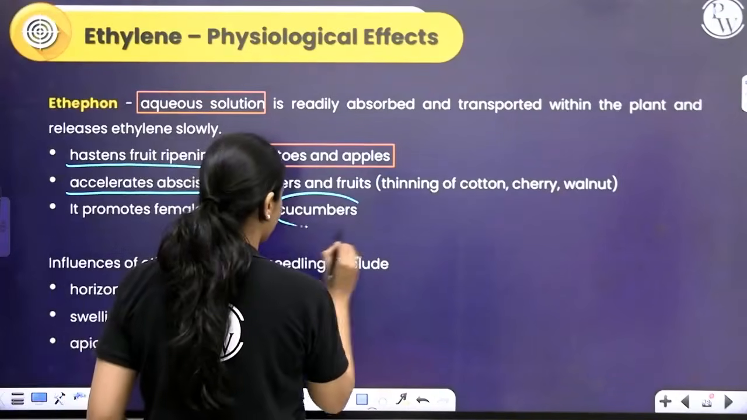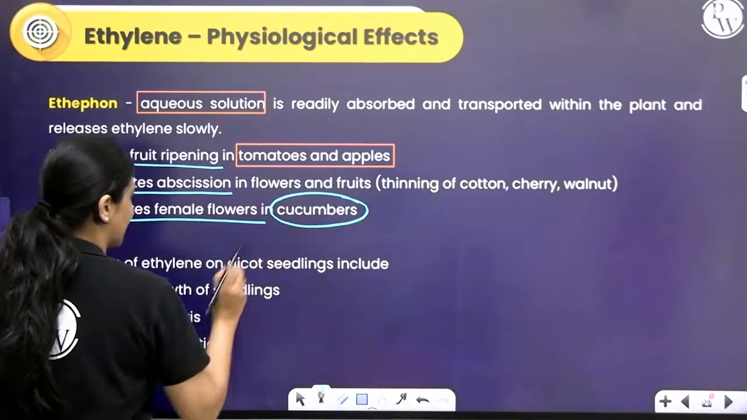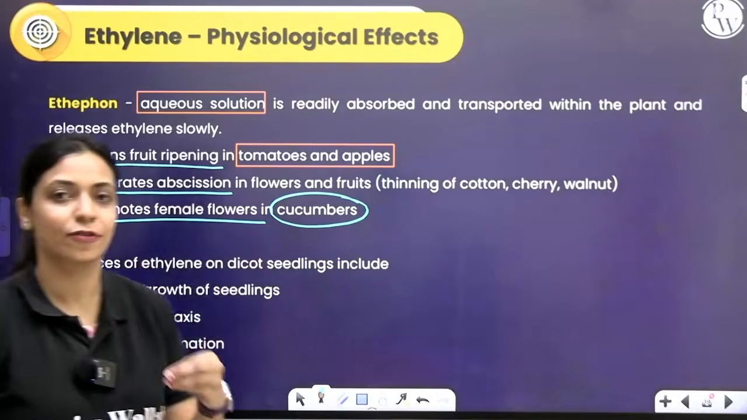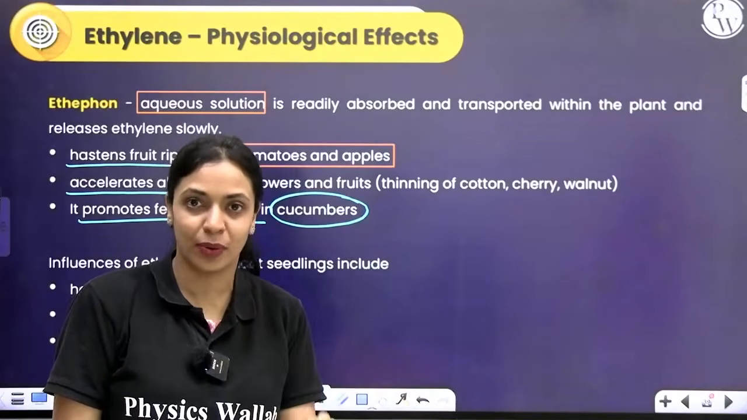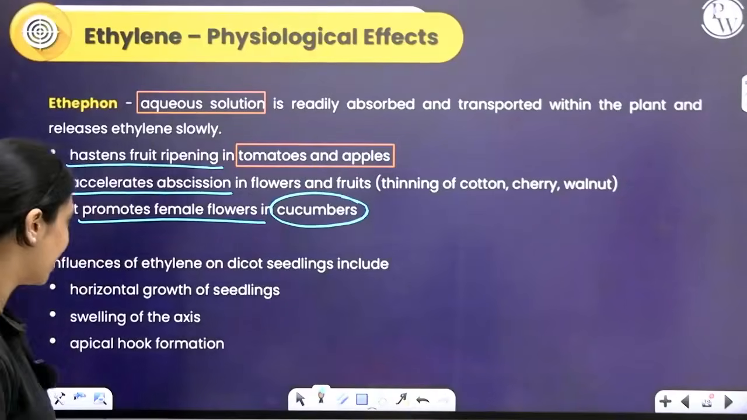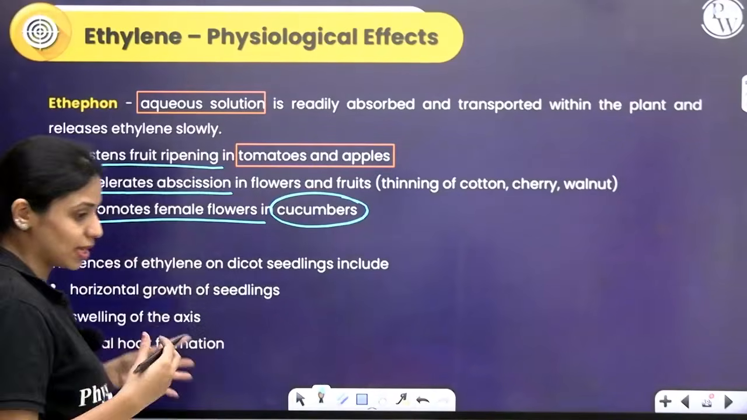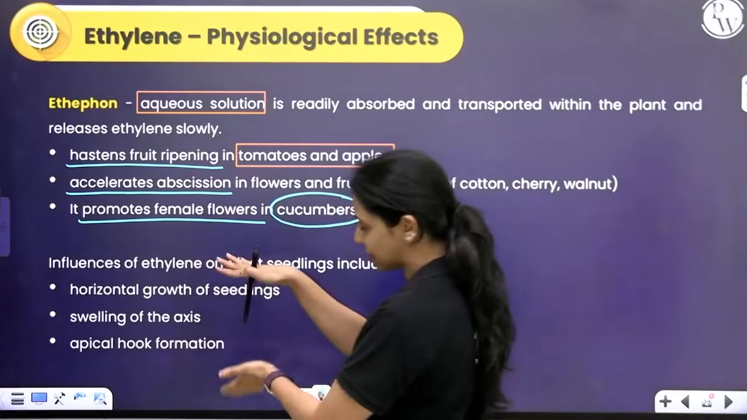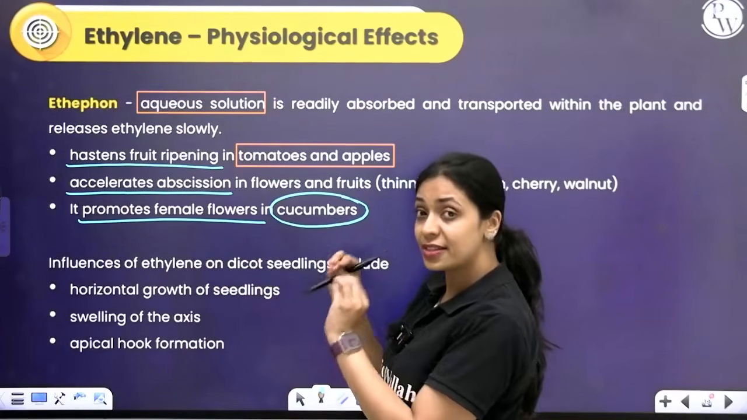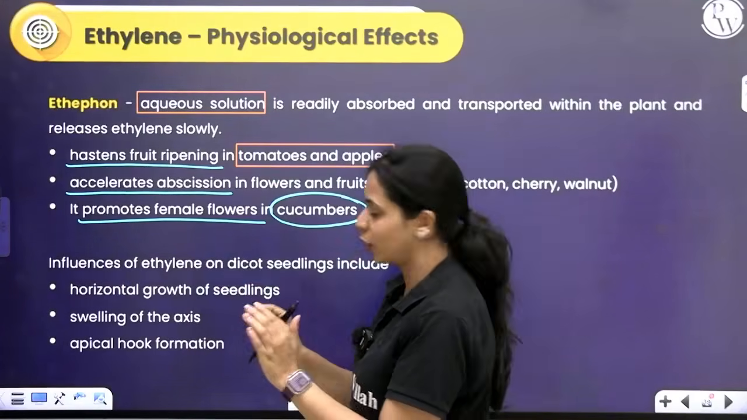In cucumbers, it promotes female flowers. If there are more female flowers, then you get more fruits, because from the ovary of the female flower itself, fruit will be formed, right? And it shows some influence on dicot seedlings. I'm not saying this is economically important, but this is an effect that ethylene shows on dicot seedlings.